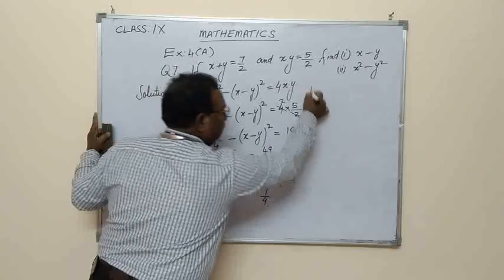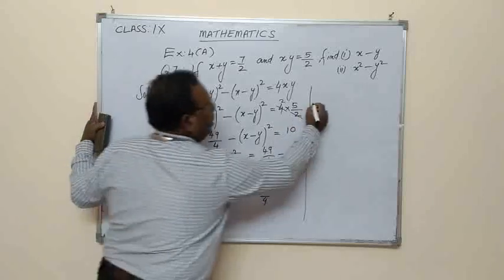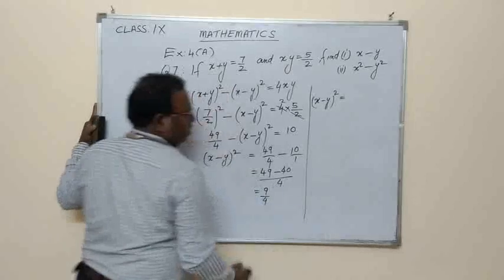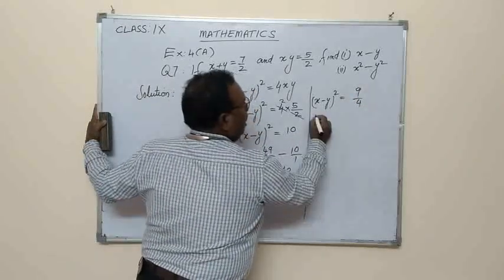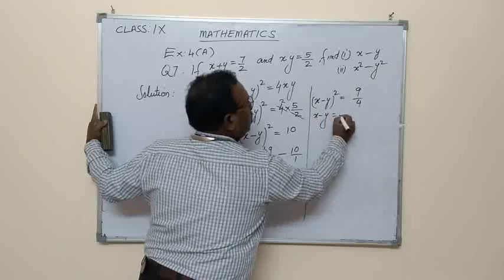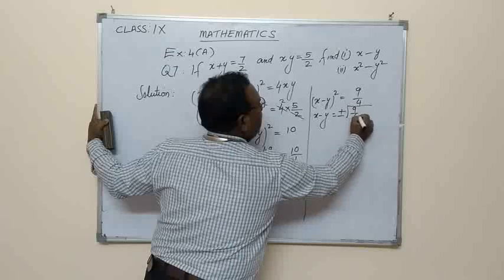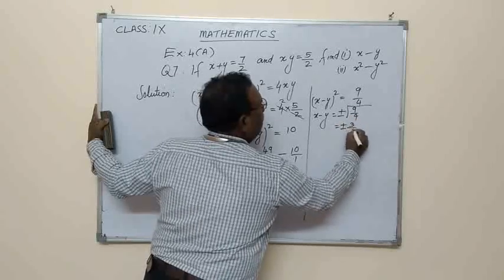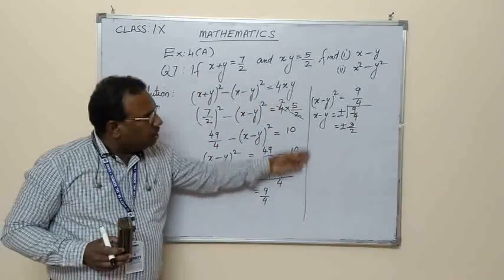So (x minus y) whole square is equal to 9 by 4, and x minus y is equal to plus or minus square root of 9 by 4, which is equal to plus or minus 3 by 2. Please look at the solution, how the question is solved.